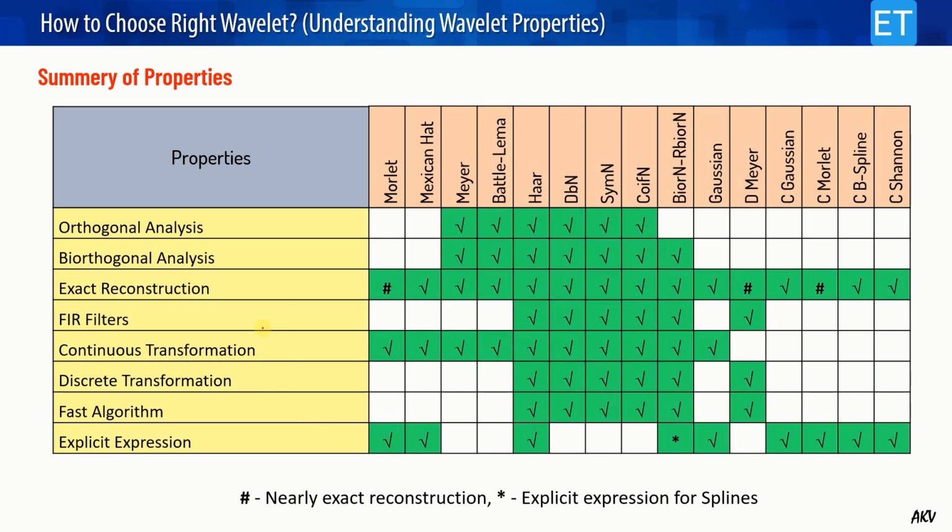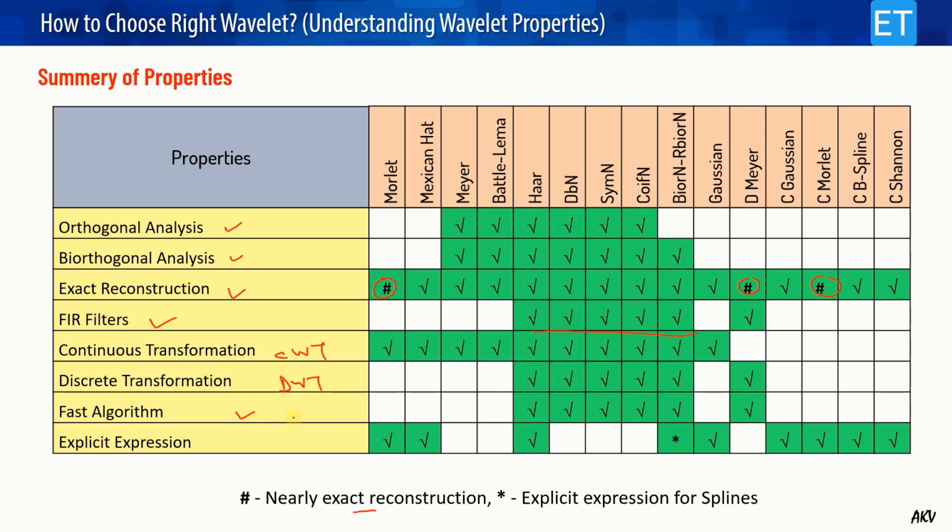So these are the other properties, such as these wavelets support the orthogonal analysis, and these wavelets also support the bi-orthogonal analysis. Exact reconstruction, the inverse transform, is supported by these wavelets, except these. They support the near exact reconstruction, not a perfect one, and the FIR filter support. So this group of wavelets supports the realization using digital FIR filters, and these wavelets are useful in CWT analysis, while these wavelets are useful in DWT analysis.